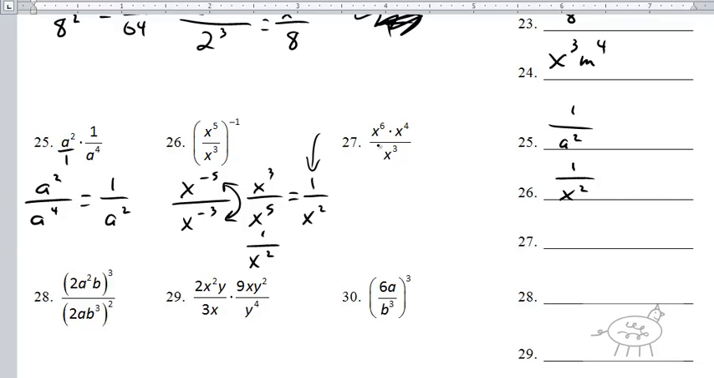Okay, so 27. I'm going to multiply the top together first. I get x to the 10th over x cubed. So I do a battle. The top wins by 7. That's my answer.